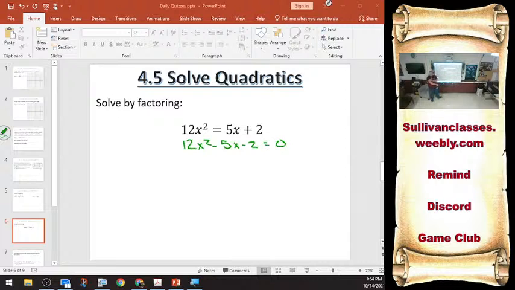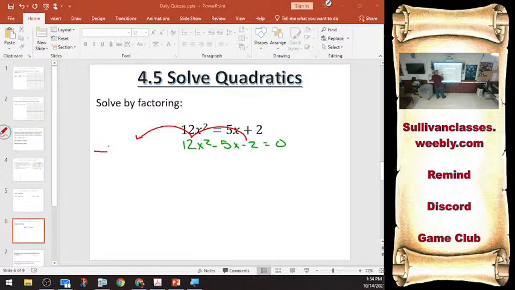So that's how we solve. We set things equal to 0 and look for the zeros. Step 2. Is there a greatest common factor? No. A and C perfect squares? No. A equal to 1? No. So, AC method it is.